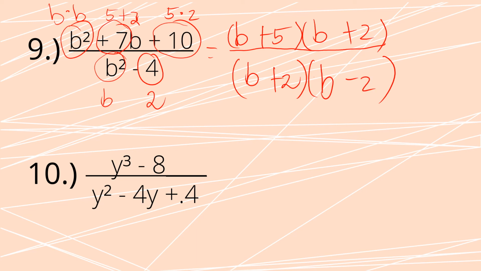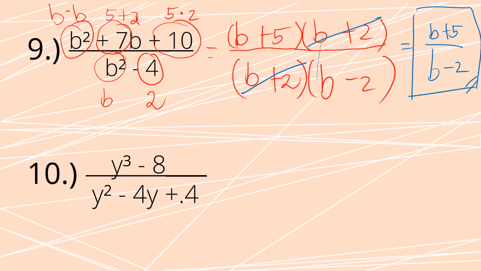So, ayan na, no? Mapapansin mo na, may common factor sila, which is b plus 2. So, pwede na natin i-omit yan. And our final answer would be b plus 5 over b minus 2. So, that will be our final answer.